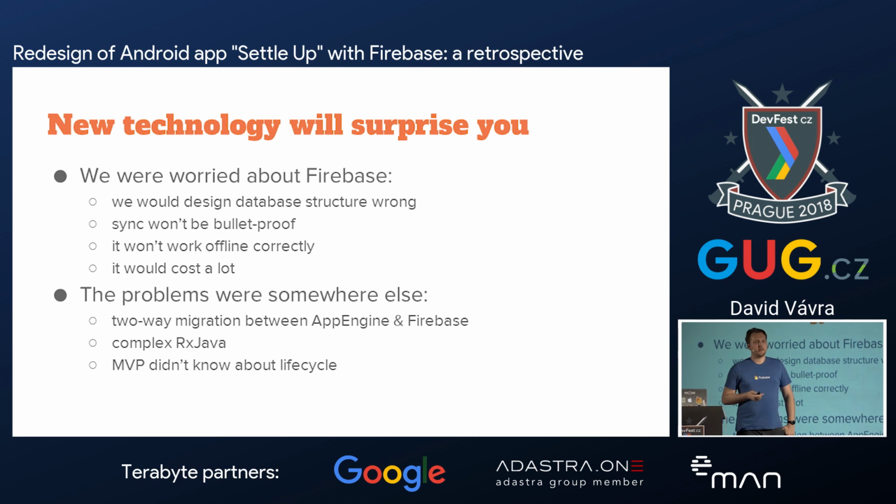Also, the MVP wasn't that great, because MVP is great for normal Java applications, but in Android, MVP doesn't know anything about lifecycle. So when something changes during the loading, or when the user is on the screen and getting a call, there are also some weird edge cases we had to hack around in MVP. There was no standard solution yet when we started.